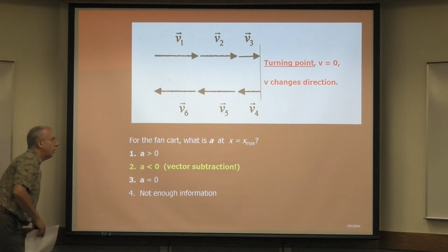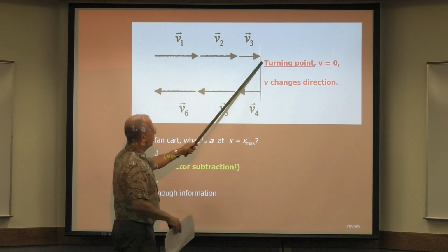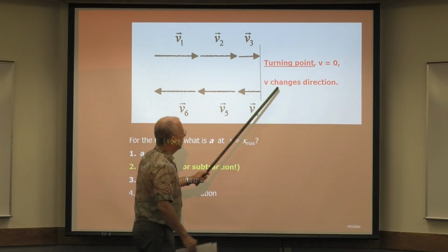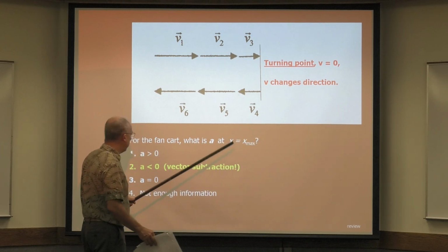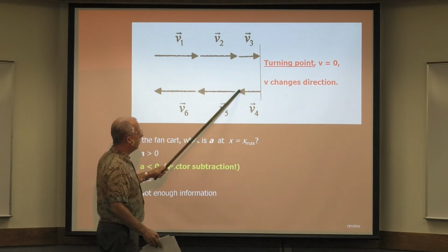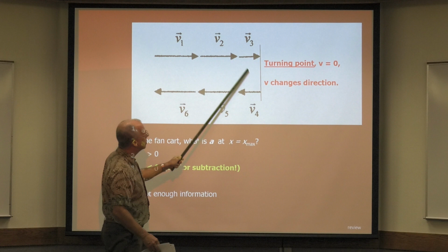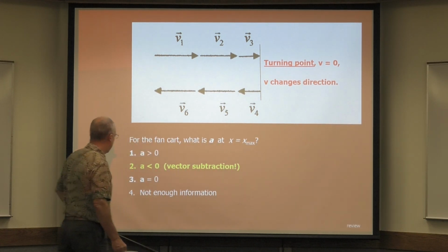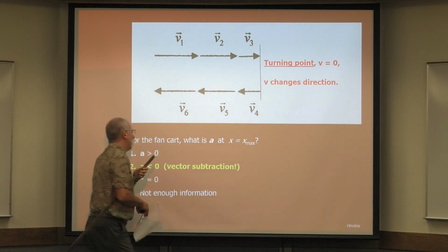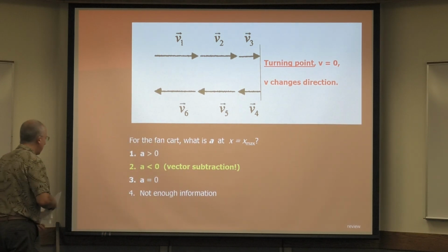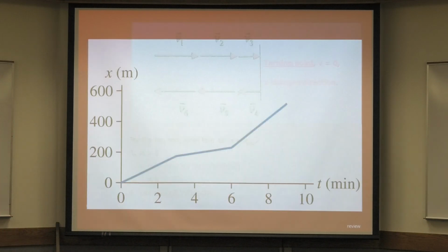This was kind of cool. This is the turning point. The velocity is 0. Some people think acceleration is 0. That's wrong. Remember, how do you find the acceleration? It's v final minus v initial, and here it turned out to point this way. So no philosophizing, just do the analysis.